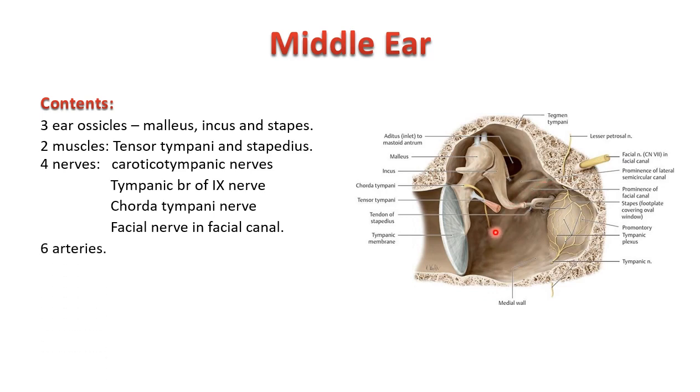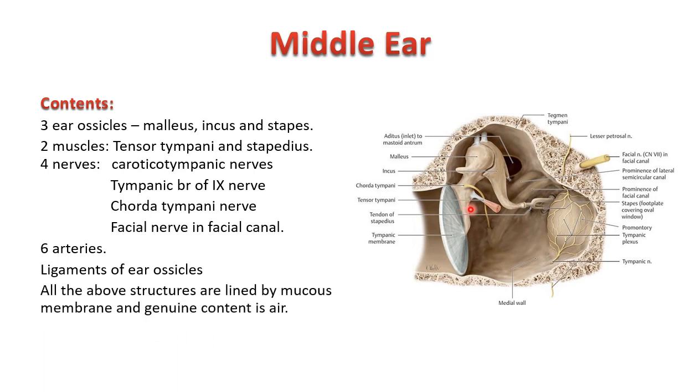Then you have a set of arteries which is supplying the middle ear, and then you have the ligaments. Mainly these ligaments you are able to see here: of the incus, malleus, and the anterior ligament of the malleus are present, and all this is lined by the mucous membrane. So this is all external to the mucous membrane. Deep to the mucous membrane, it is filled with air, which is a genuine content. This air comes via the auditory tube.